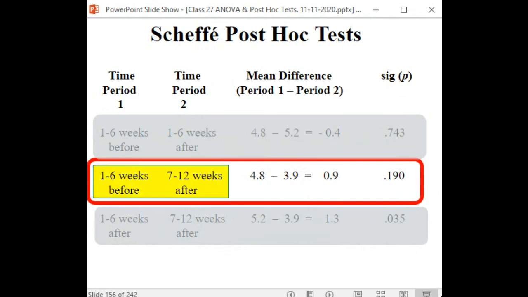The two groups that are being compared in this row are, first, the women who were measured 1 to 6 weeks before the lockdown, and second, the women who were measured 7 to 12 weeks after the lockdown.